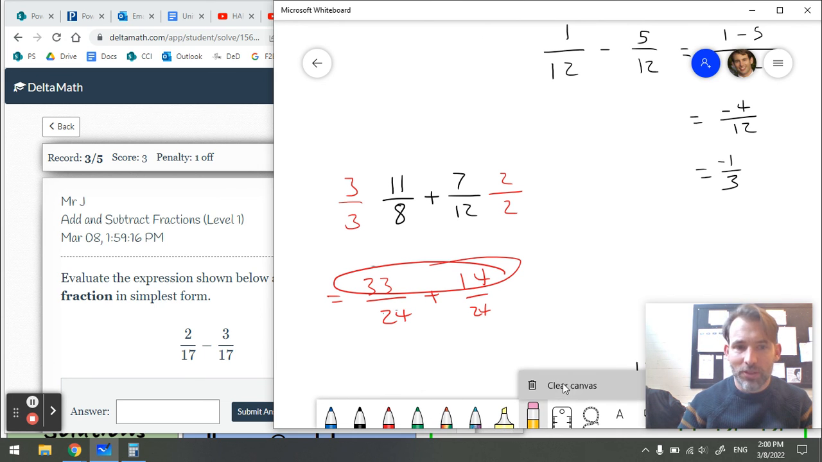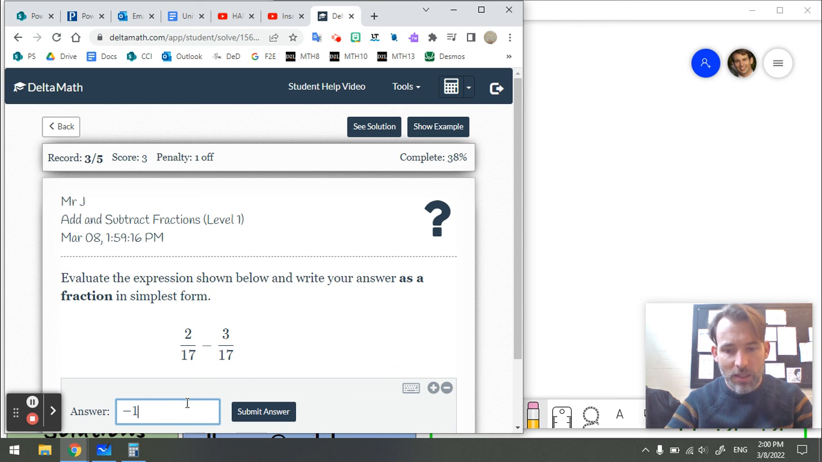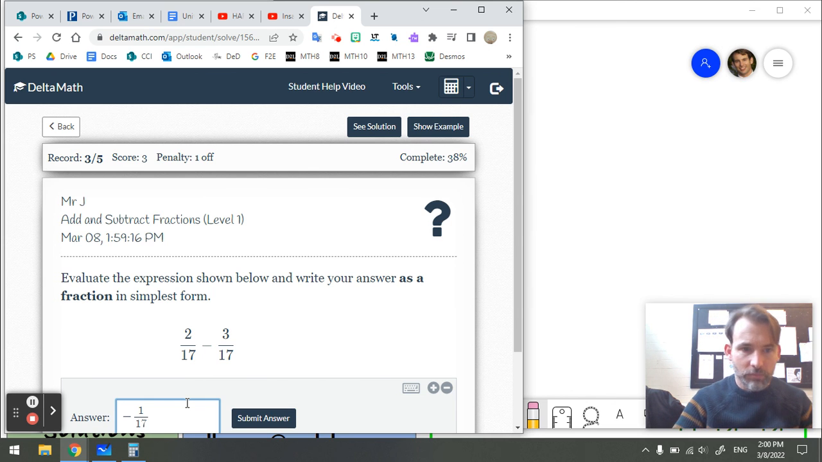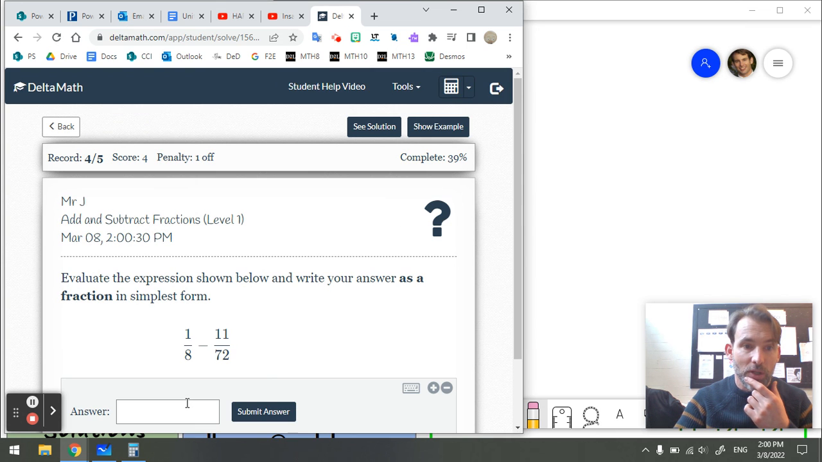Addition, and I haven't done any subtraction of fractions. Oh, maybe I have: 12 17ths minus 3 17ths, so it's negative 1 17th. Top plus top, so 2 minus 3 is minus 1. And the piece size didn't change, 17. Okay, so that's correct. Now let's do one more.